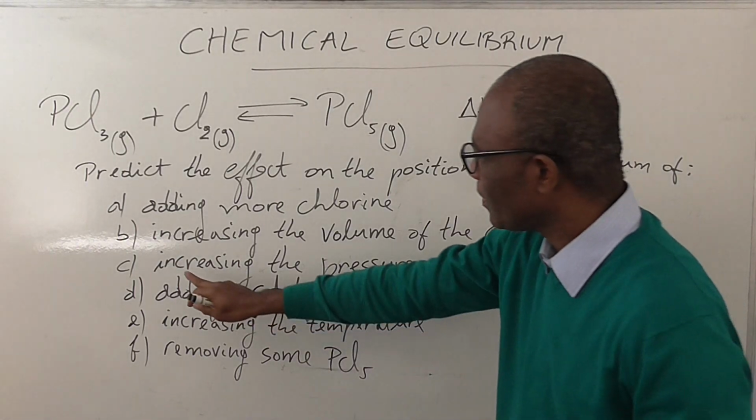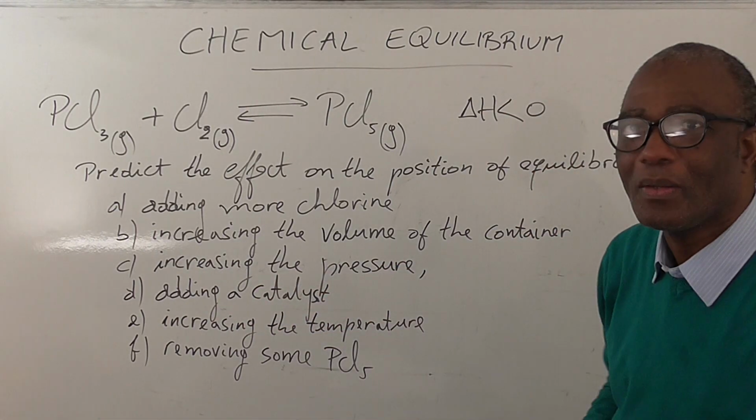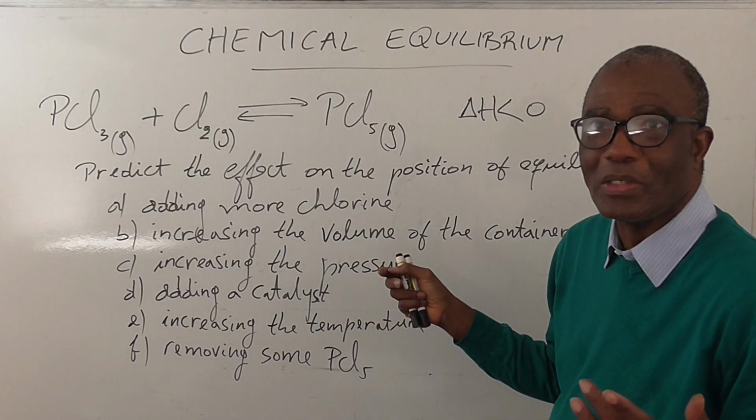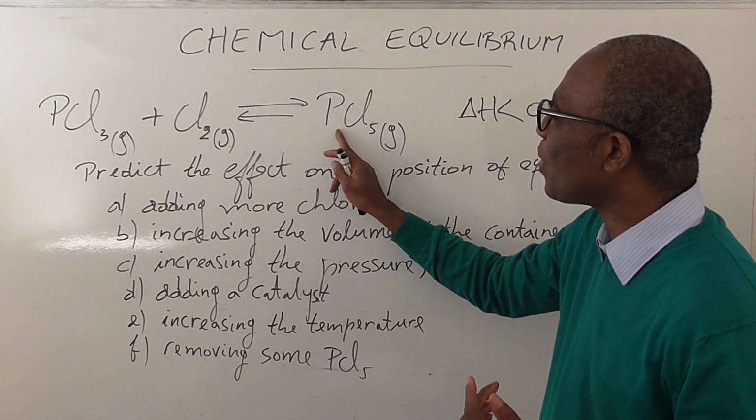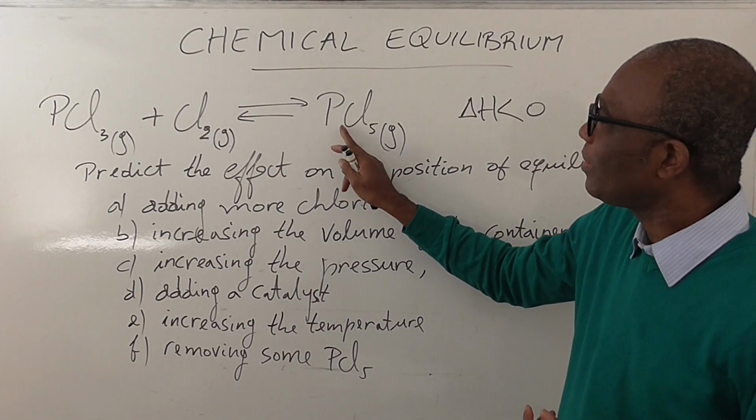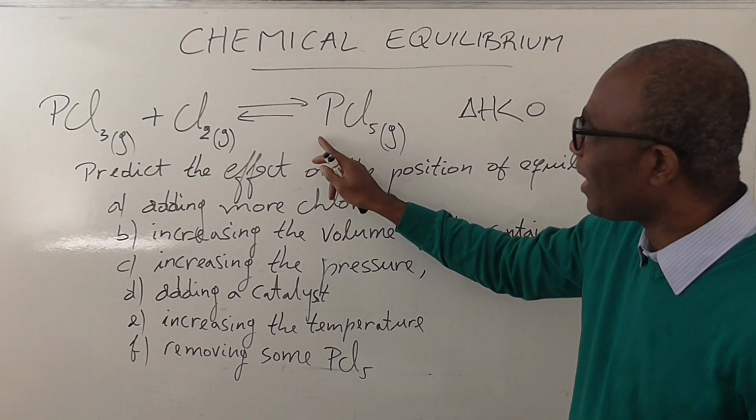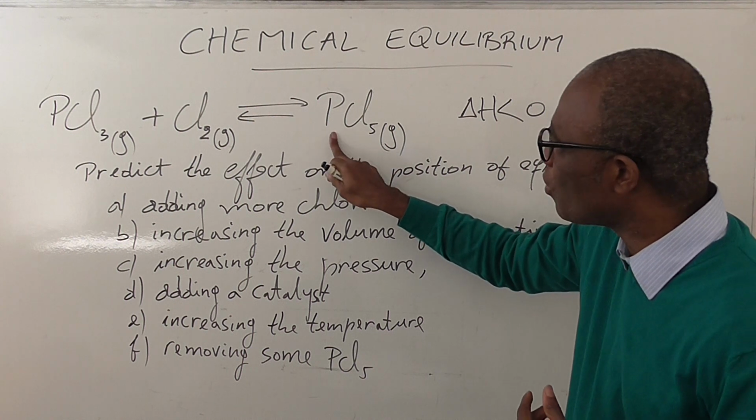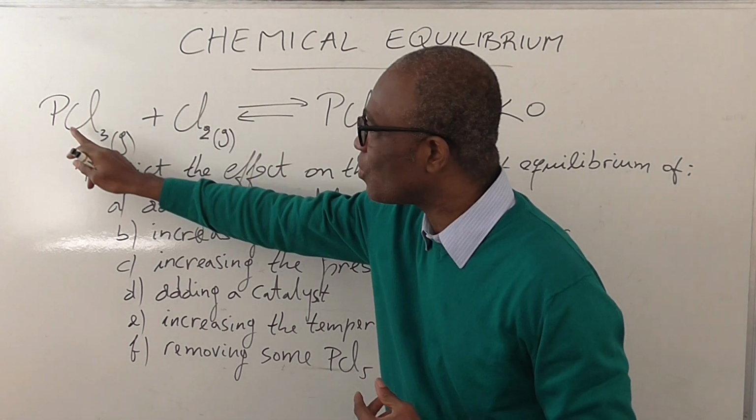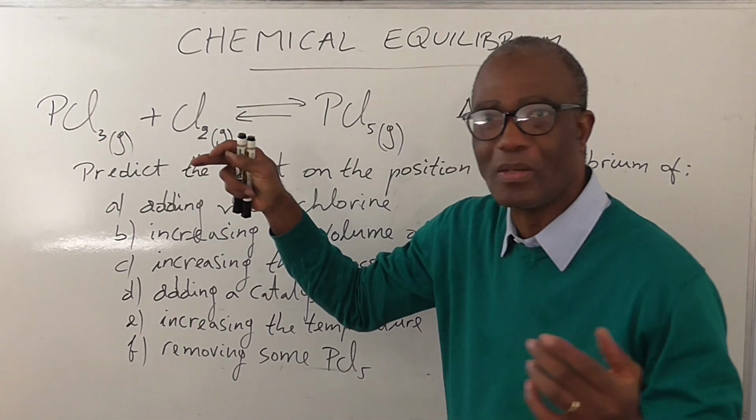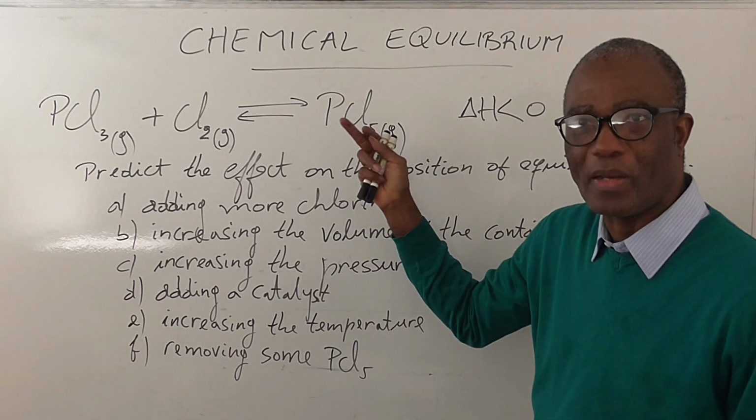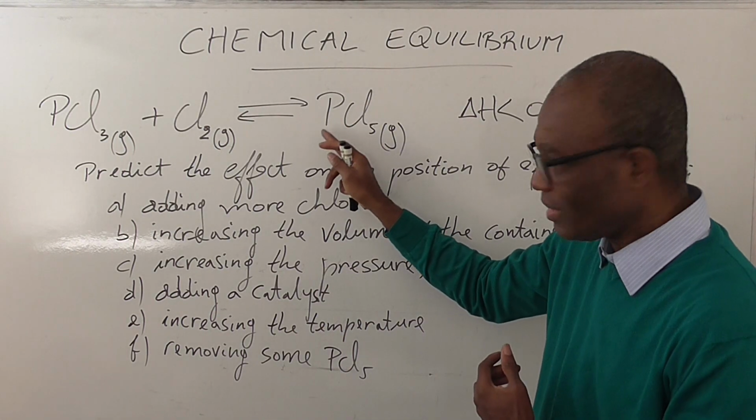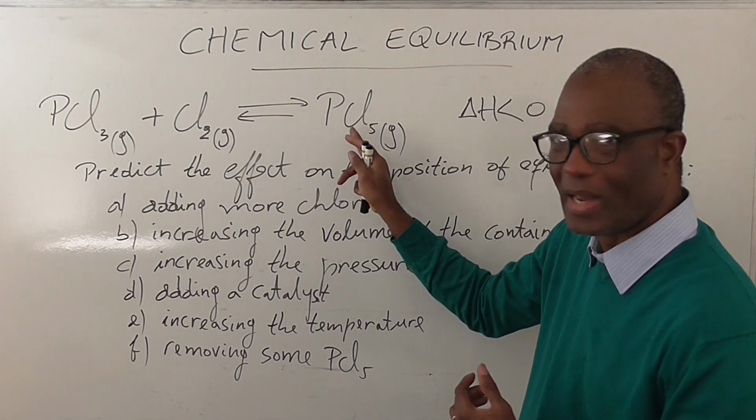So now, increase the pressure. If we increase the pressure, that means we reduce the volume of the container. At the left-hand side we have 1 mole plus 1 mole make 2, but at the right-hand side here is only 1. So if we increase the pressure, the equilibrium will shift to the right.